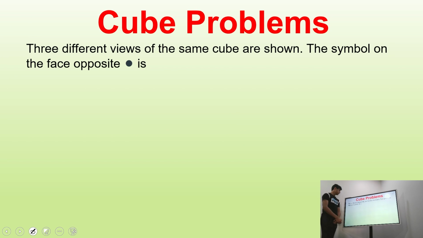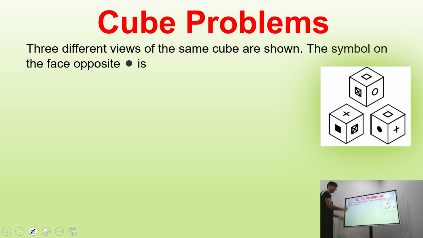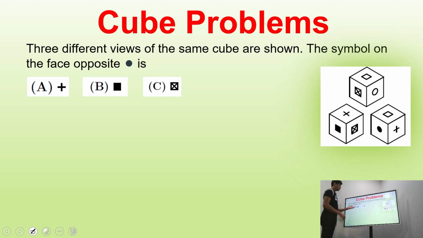Here's our question. 3 different views of the same cube are shown. The symbol on the face opposite to the black circle is... Now we're going to go over our possible answers for this problem. For A we have the plus, for B we have the black square, for C we have the square with the X in it, for D we just have the square, and finally for E we have the circle.